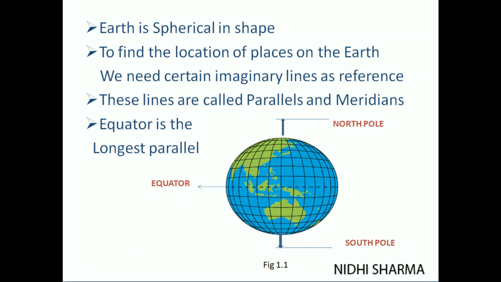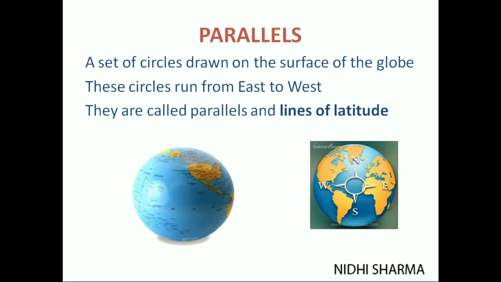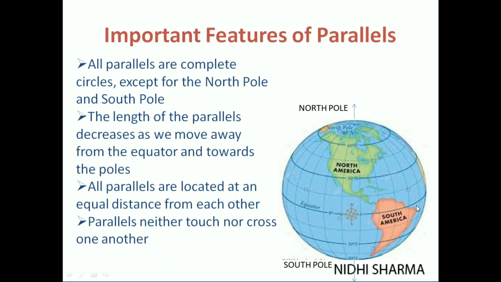What are parallels? Parallels are set of circles drawn on the surface of the globe. These circles run from east to west. Now what are the features of these parallels? All parallels are complete circles except the north pole and south pole. Children, you can see in this figure that they all make a complete circle.